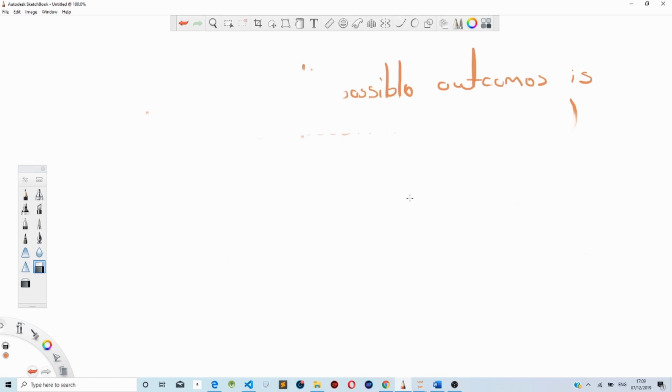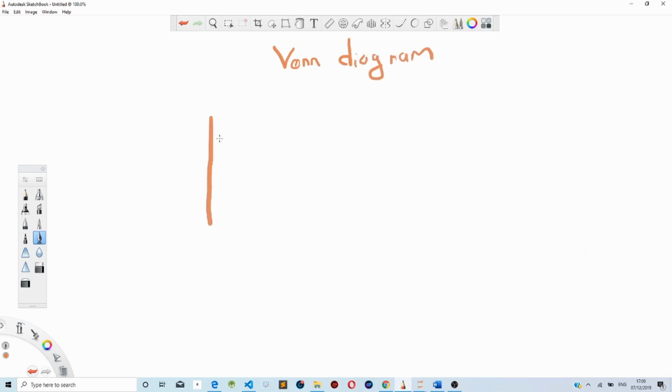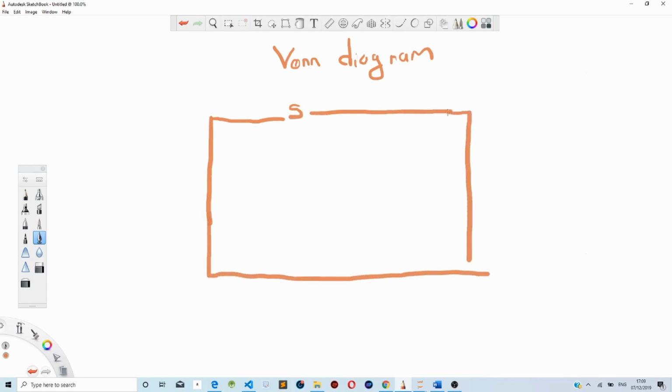The other thing is we can also represent what I've talked about previously using a Venn diagram. In this case, if we have a Venn diagram, this is the possibility space set S. And then we have event A. This is the event A, which is a subset of S. As you can see, this set A is contained in S.